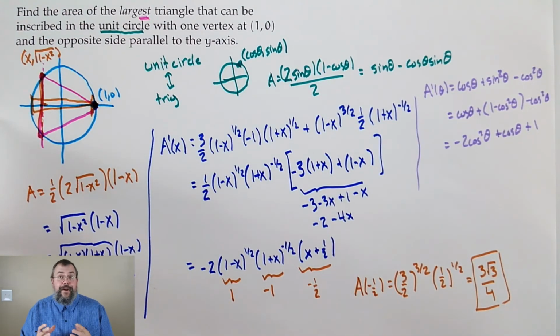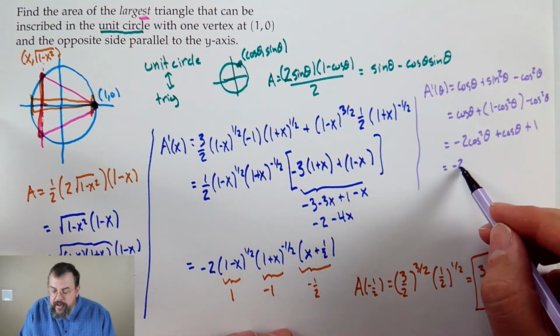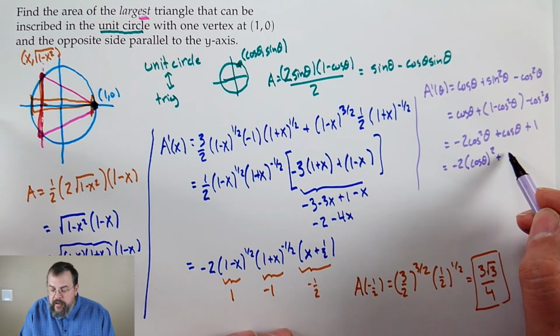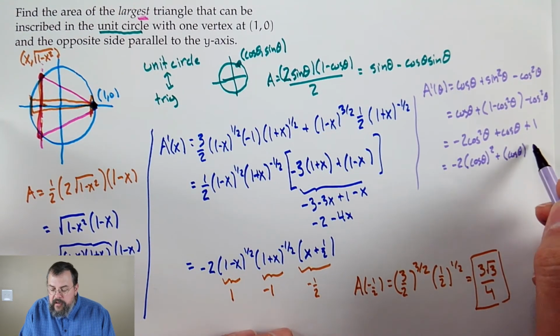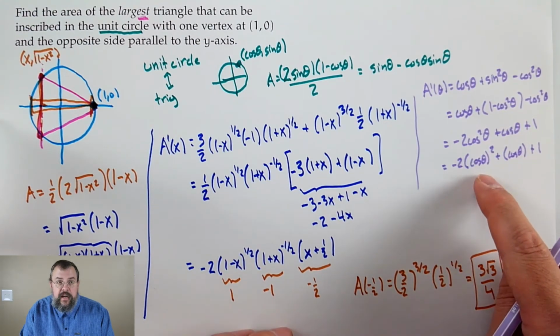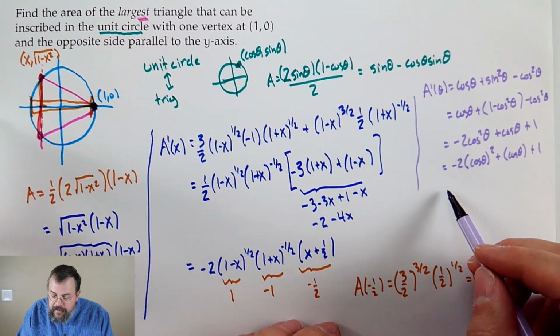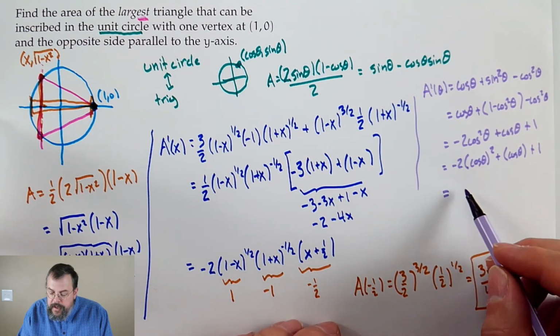And now we say, okay, what can we do with this? Well, now we can try and factor. It is a quadratic. If you look at it, it's minus 2 times cosine theta squared plus the cosine theta plus the 1. So the cosine theta is acting as the thing that we're trying to factor. So here, what would we have? Well, what would we need?